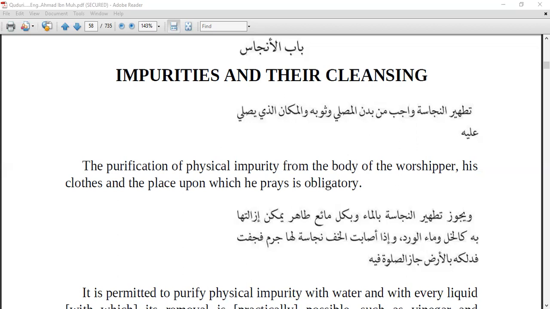Now, the reason why we discuss the najasa is in order to know تطهير النجس والمكان الذي يصلي فيه, the purification of physical impurity of the worshipper and the place on which he is praying. What he means is by removing that actual impurity, purifying the thing on which the place of worship is, because it's not possible to actually pray otherwise.